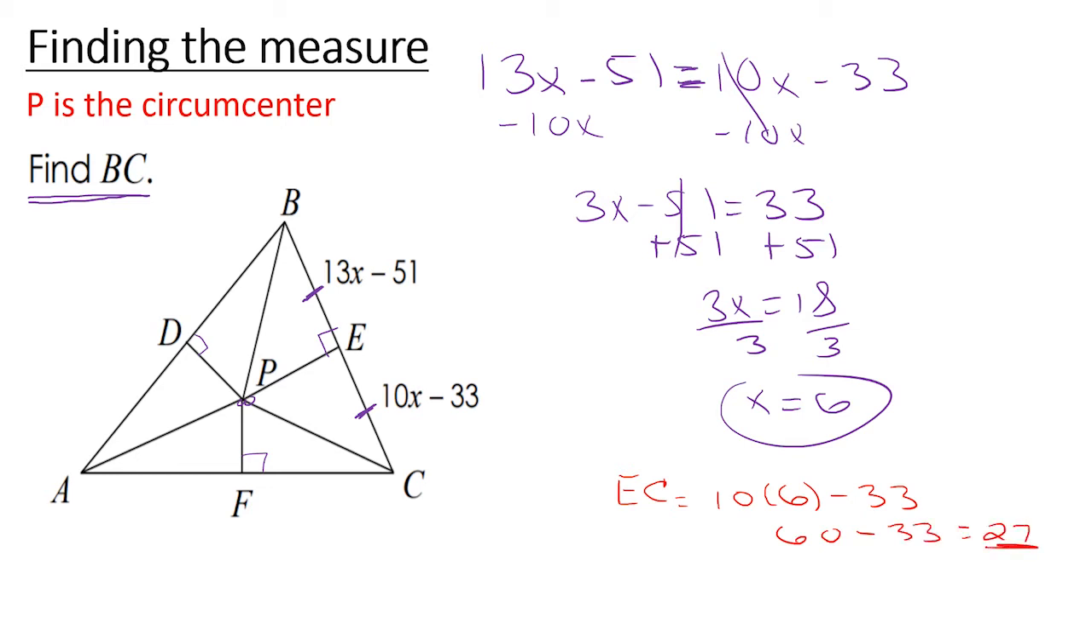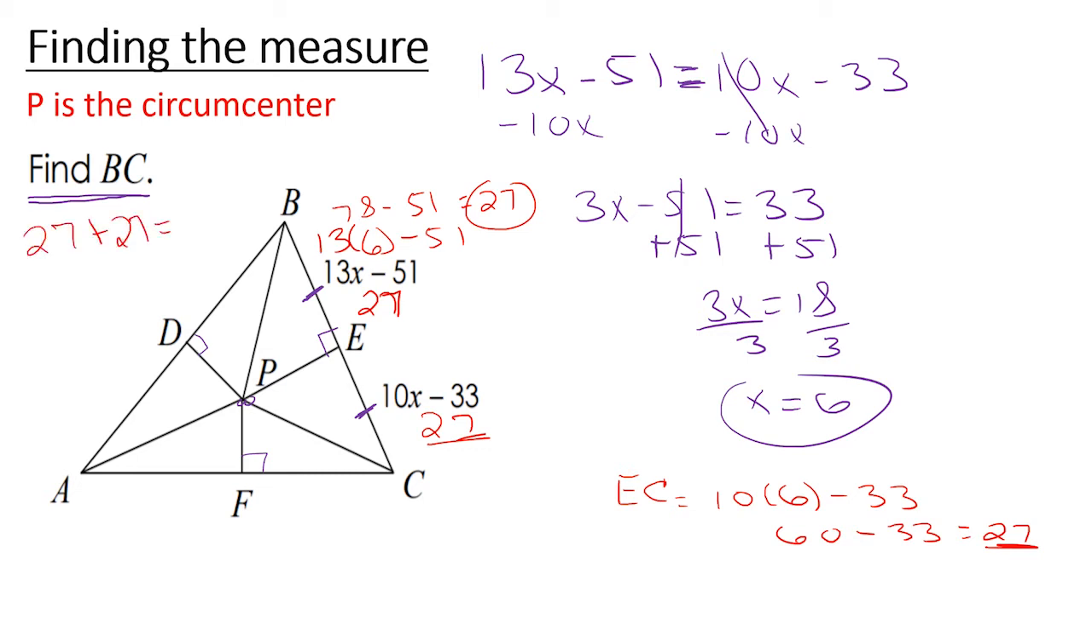So EC would be 27, but we want BC. We could multiply 27 by 2 because BE should also be 27, but I want to make sure my x value is correct, so I'm going to plug it in right here because I should get 27. Double checking: 13 times 6 minus 51, that is 78 minus 51, and that does in fact give me 27, because they should be equal. We could either add 27 plus 27 or multiply 27 times 2, it does not matter, it's the same result. So 27 plus 27 gives me 54. So BC would be 54.